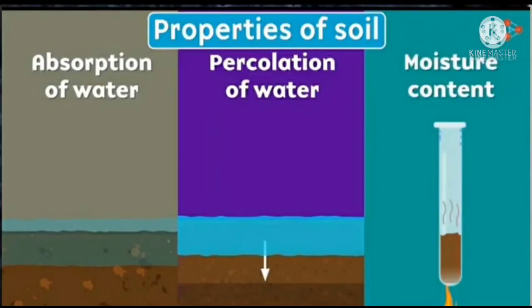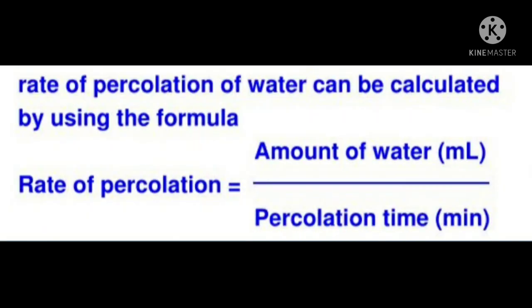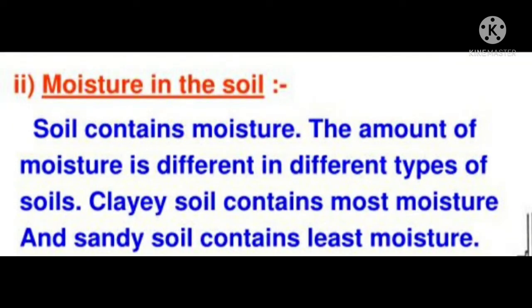Next is properties of soil. There are mainly 3 properties of soil: percolation rate of water in the soil, moisture content in the soil, and absorption of water by the soil. First is percolation rate of water, which means how fast the water passes through the soil. Water percolates faster through sandy soil and slower through clayey soil. The rate of percolation of water can be calculated using the formula: rate of percolation equals amount of water divided by percolation time.